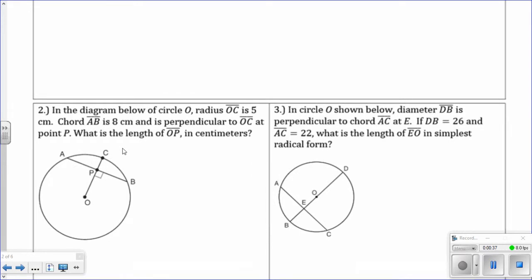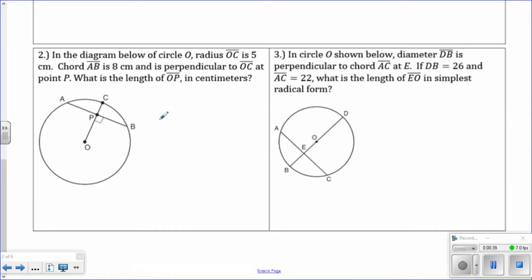So let's try number 2. It says that we have a radius OC is 5. I'm going to wait to put that into the diagram. We also know that chord AB is 8 centimeters and it's perpendicular to OC at point P. So right away, using the theorem, because it tells you that the chord is perpendicular to the radius, we know that chord AB is bisected. It's split in half. So if the chord was 8, we can mark in that each half is 4.